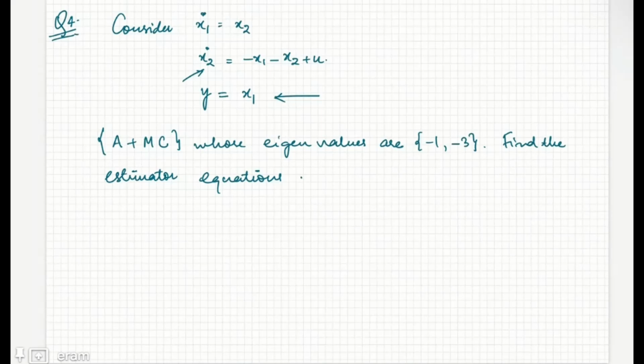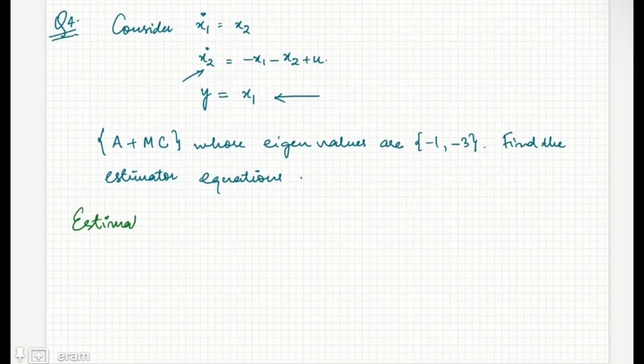Okay, anyway, let's continue from where we left. Okay, so we are to design the estimator such that this A plus MC matrix has eigenvalues lying on -1 and -3. Okay, so what should be the structure of our estimator?